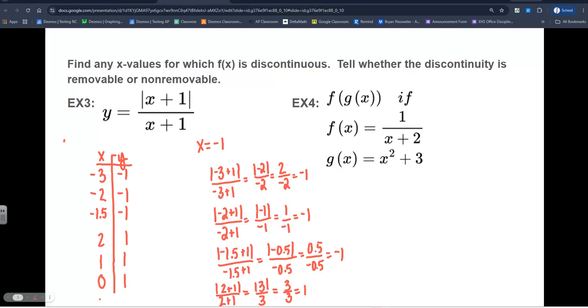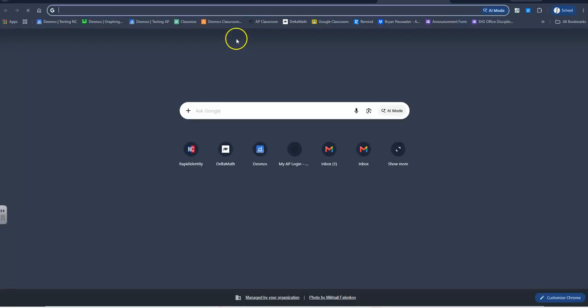If I plug in -0.5, I'm still going to get 1, right? So what looks like it's happening here is I get -1 all the way up till I get to -1 from one side, but I get positive 1 from the other. What does that sound like it's going to look like on the graph? A jump. It's going to jump from one to the other. Let's graph it on Desmos to see if our conclusion is correct.